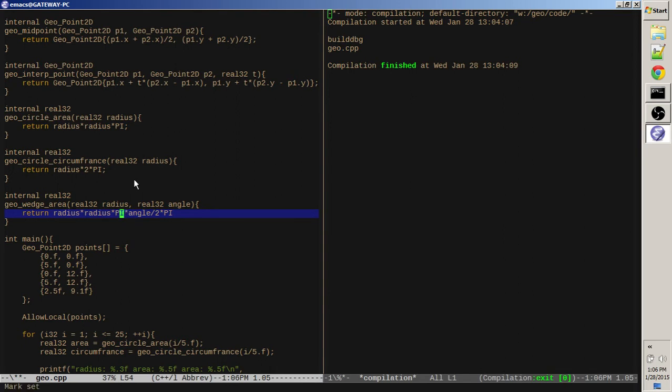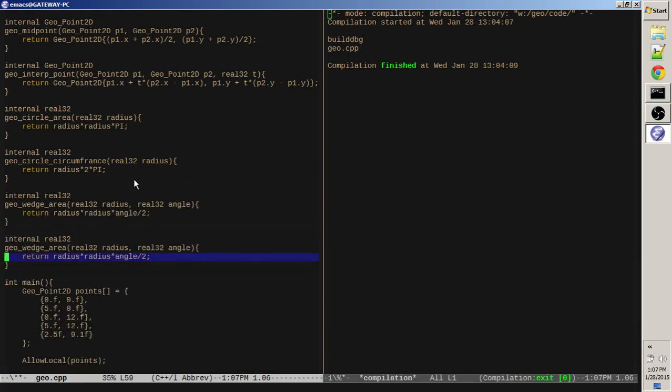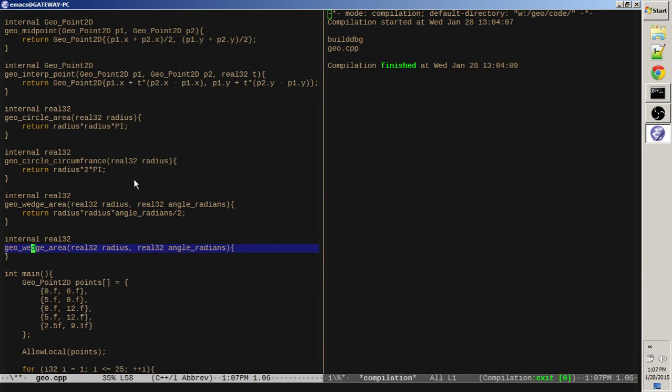Now, one thing we could do is say, hey, this is a match to my circle area function, so I'll just do the area of a circle times the angle over 2 pi. But if we always try to build off of other functions like that, we would miss out on optimizations like the fact that we don't actually need to do any pi multiplications to make this work, right? So that's the formula for the area of a wedge when the wedge's angle is measured in radians. So I'm going to mark this angle radians.